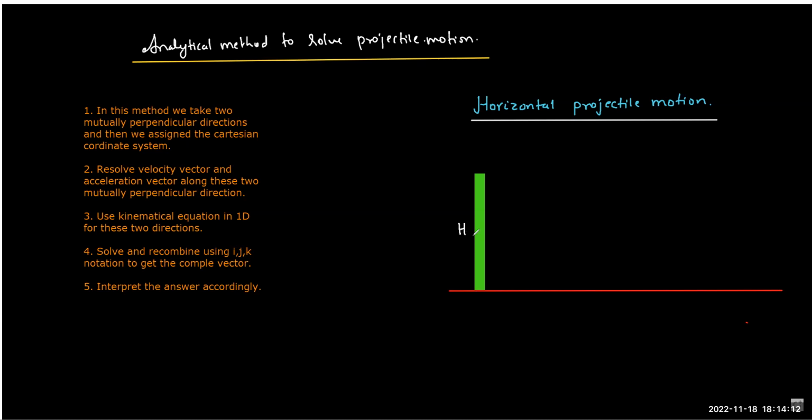So we can call this height capital H. And we are throwing an object. You may be throwing a ball, a football, a golf ball, or whatever ball. The initial direction of projection must be horizontal. That is why it is called horizontal projectile motion. And it must be thrown from a certain height. If it is not thrown from a certain height, it will never be called horizontal projectile motion.